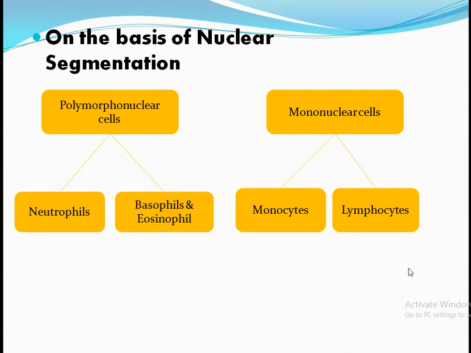The second way is the shape of their nucleus, the segmentation of their nucleus. Again, we have two categories, polymorphonuclear cells and mononuclear cells having a single nucleus. So the first category has neutrophils, basophils and eosinophils, and mononuclear cells consist of monocytes and lymphocytes.